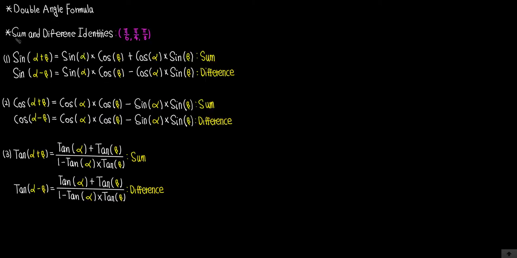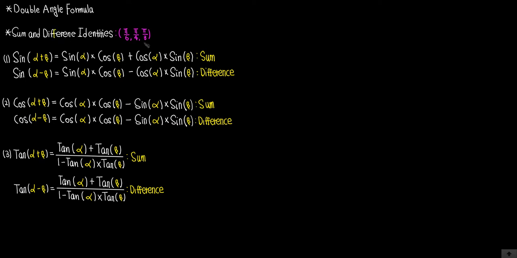And to think about it, just like I mentioned in a previous video where I explained the sum and difference identity for the sine, cosine, and tangent, we need to review what the sum and difference identity was, because the double angle formula originated from the sum and difference identity. This is what the sum and difference identity is, just like I wrote down right now.